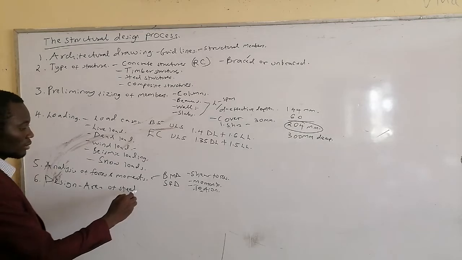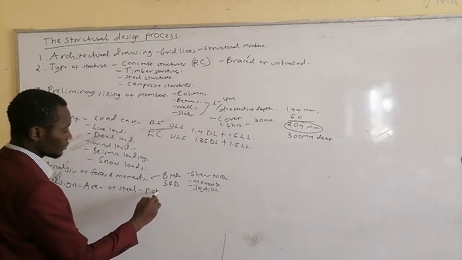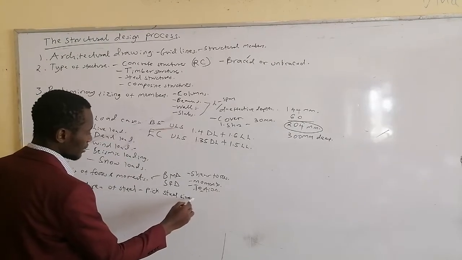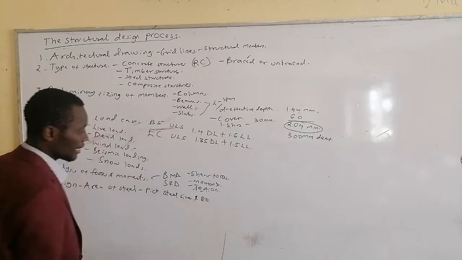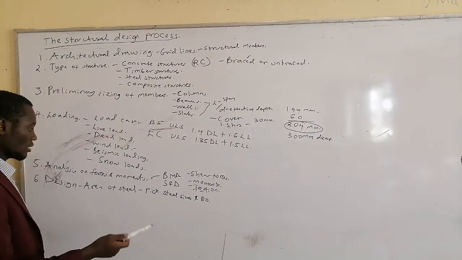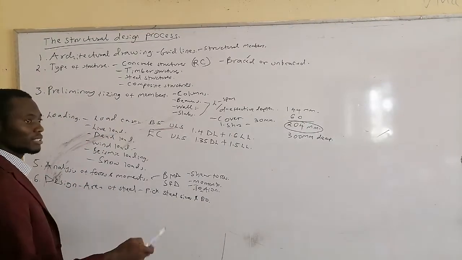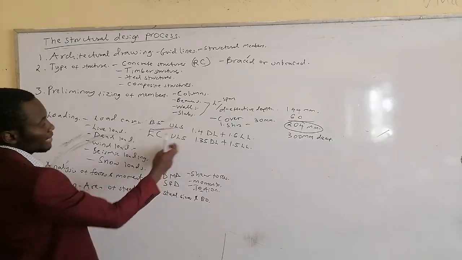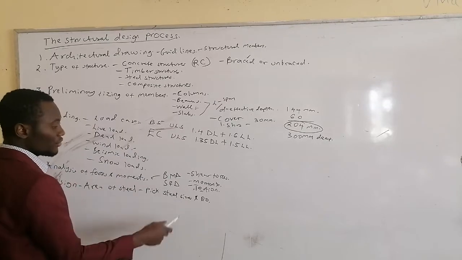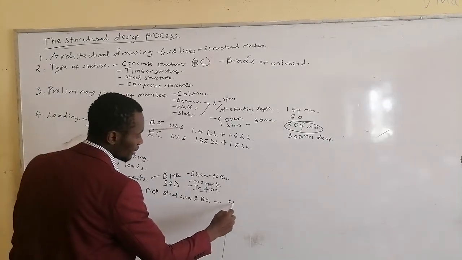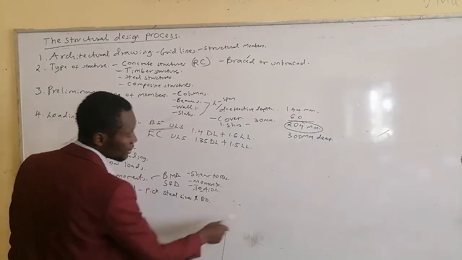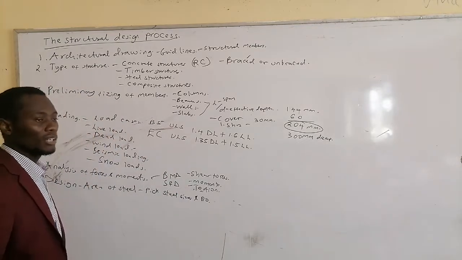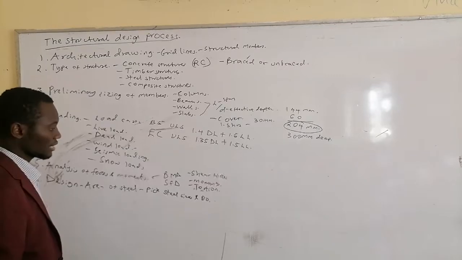In the area of steel, we pick steel sizes and numbers, and we actually check whether this steel and number is able to support the actual load and the total load combination that we obtained there. If it is sufficient, then it is okay. If it is not sufficient, we pick more steel, either by increasing the number or increasing the size of steel.